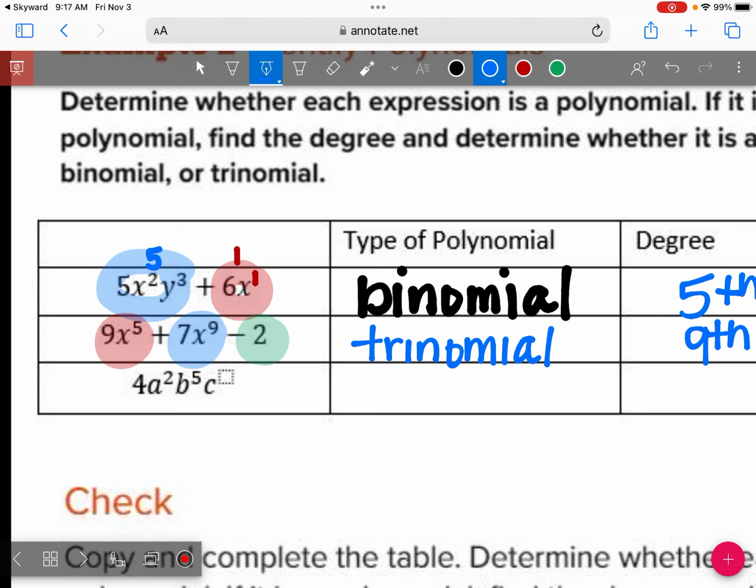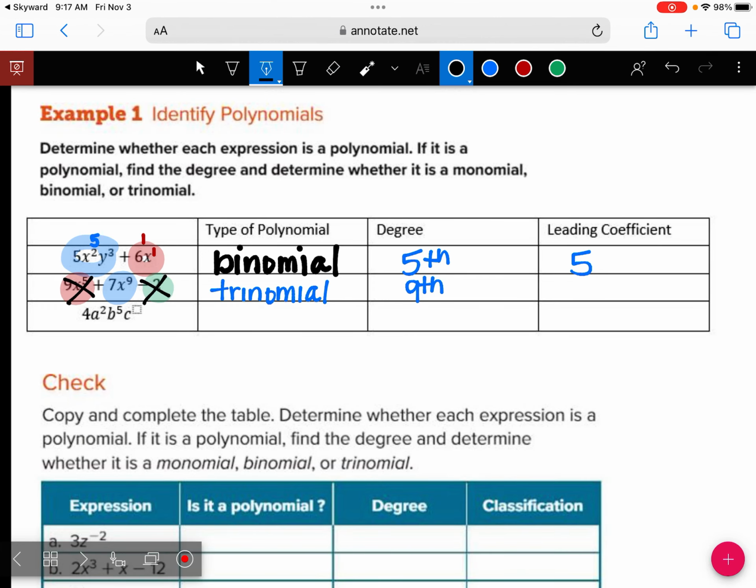So this term here, I'm going to cross these 2 out because the 9 is the highest. What is the number in front of x to the 9th? The number in front of x to the 9th is 7. So 7 would be my leading coefficient.